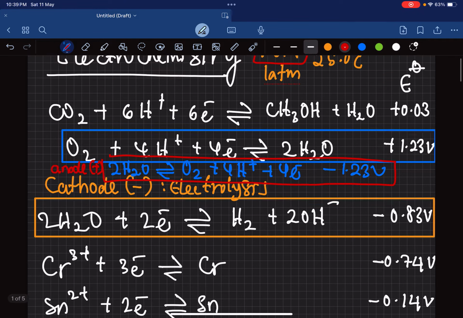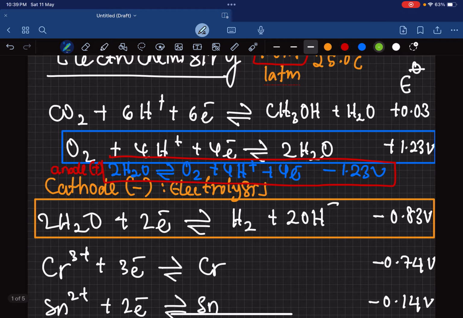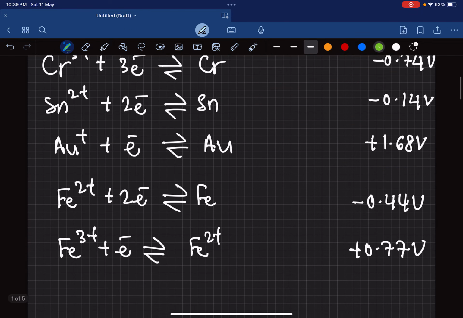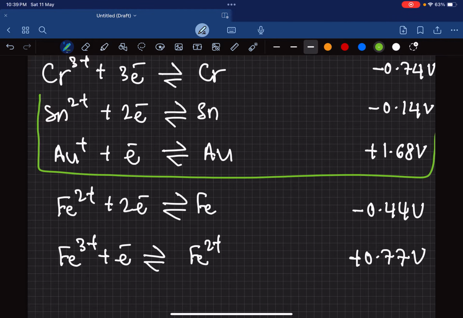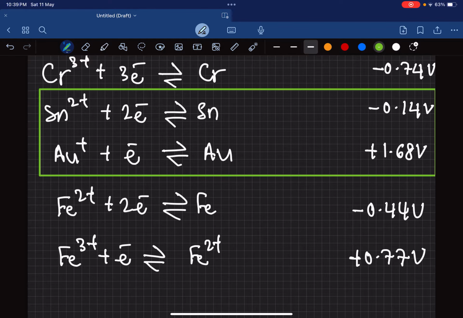So all you have to do, when you're comparing two things, is look at the value. For example, let's say we compare these two, right? Between both of these, you will notice that this is more positive than stannum. All right, so this basically means this guy, aurum, is a very good oxidant.